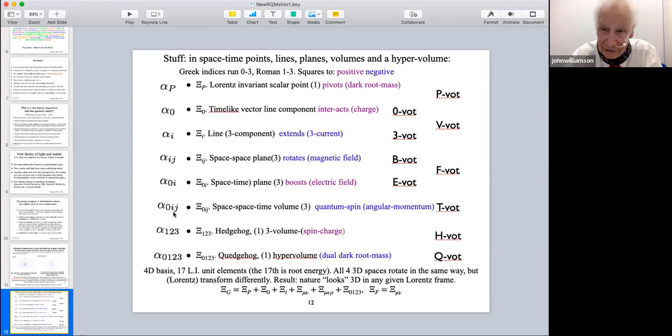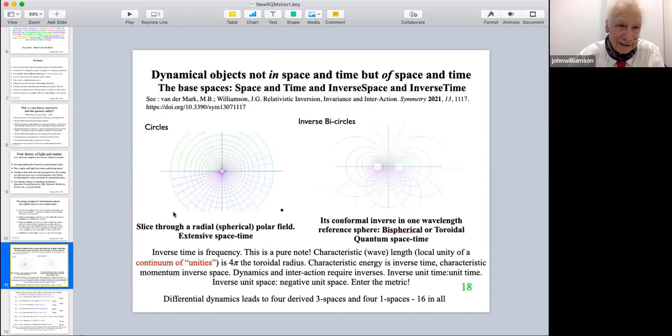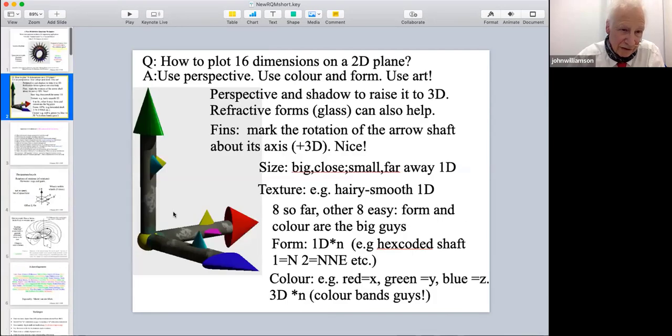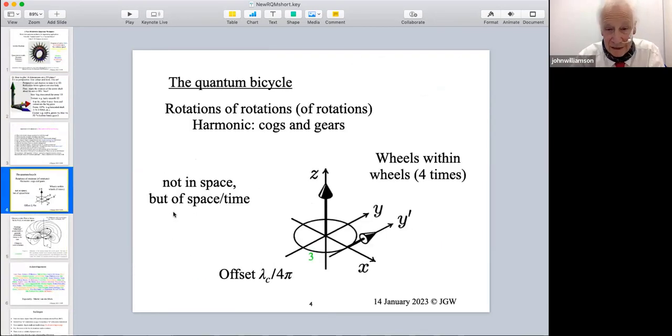And in fact, they don't have the same origin, because if we go back to the quantum bicycle thing, the first thing you see about it is that the spin of the photon is around a different axis to the spin of the thing as a whole. They're offset by an amount, lambda_c over 4 pi, which is one of the things that lead to the fact there are no infinities.